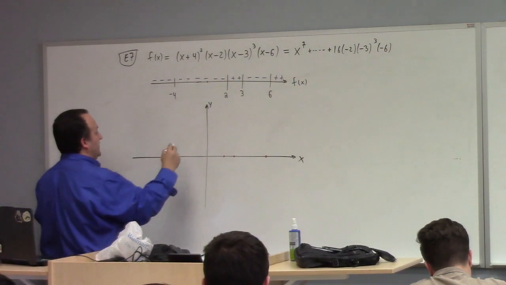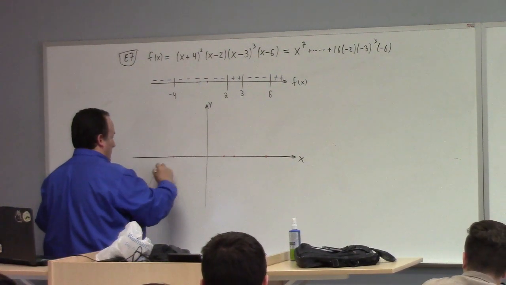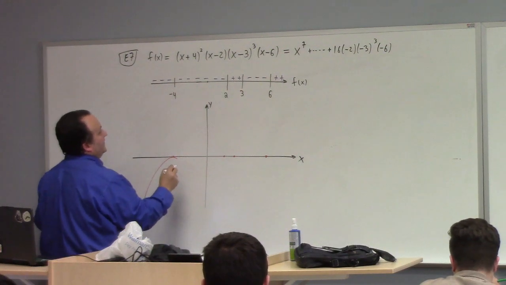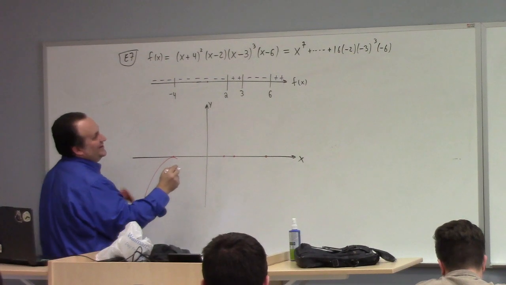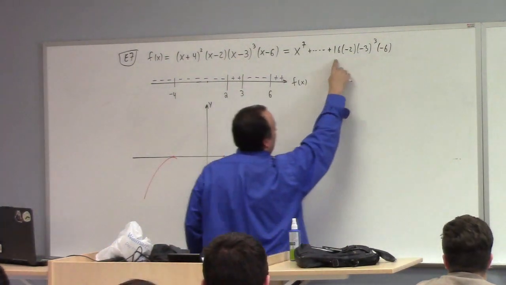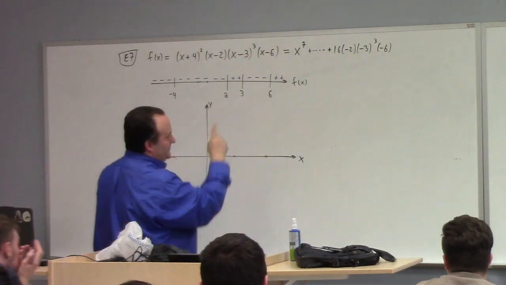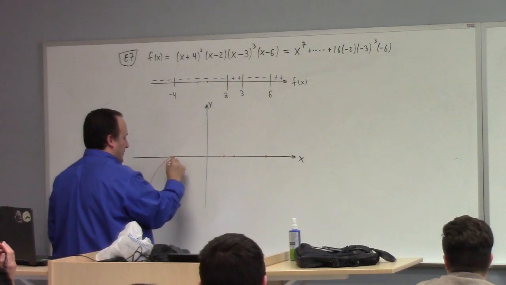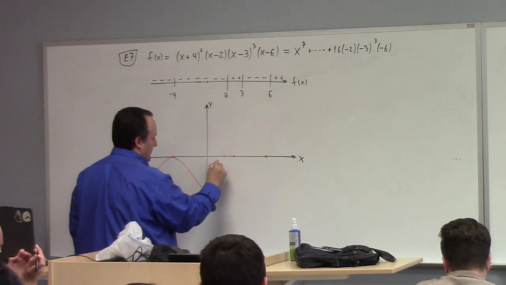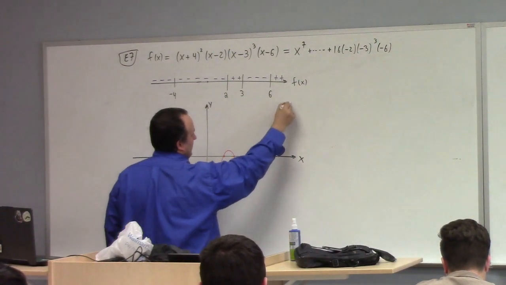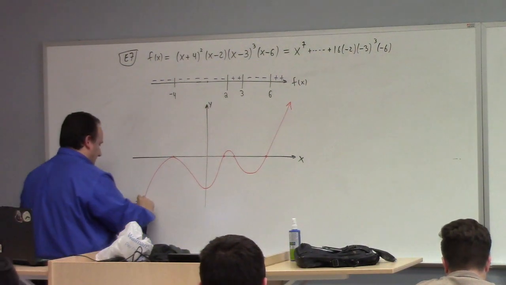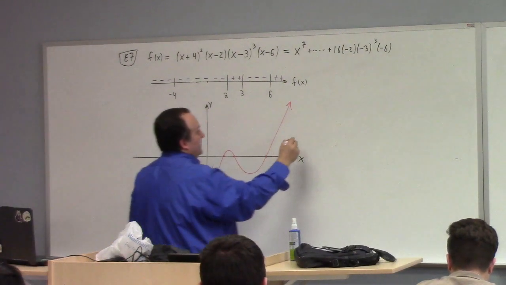All right, so here's how it goes. It bounces at minus 4. And then this is a large negative number. Is it large? Yeah, large negative number. Somewhere like that. And it comes back through there, it comes back down, and then it comes back up again, and then it keeps going. And that, my friends, is how you graph a polynomial.